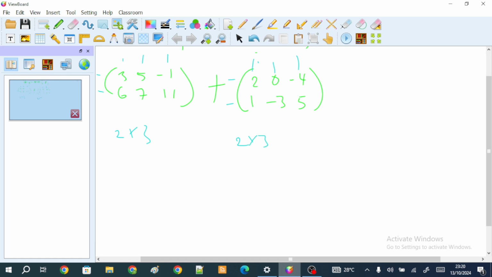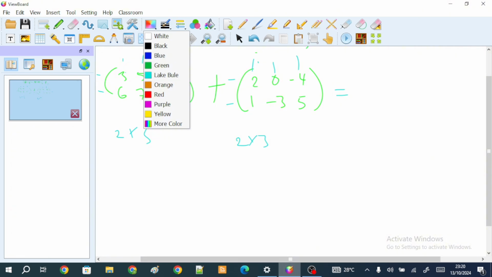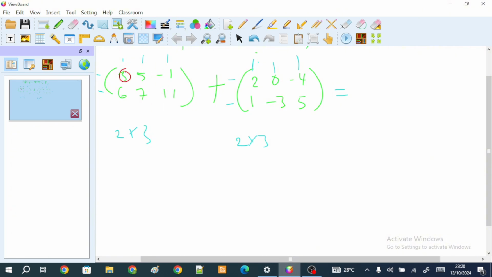And then what do we now do? We say we add elements at corresponding position. Remember how we did positioning? This is the element at A11. This element here is at A11. And this element is at A11. So we're going to add 3 plus 2 for that position. Okay, this element is at A12. This is A12. So add 5 plus 0.